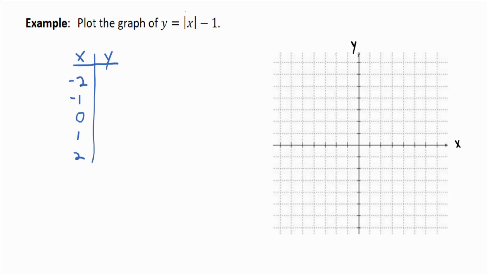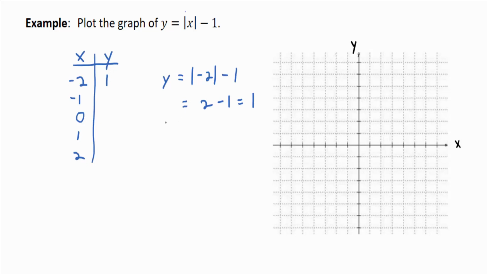So, okay, what happens if we plug in -2 for x? We get y equals the absolute value of -2 minus 1. Now, remember what absolute value symbols do. When you plug a number into absolute value symbols, you're just measuring how far that number is from 0, regardless of the sign of the number. So the absolute value of -2 is just +2. And so you get 2 minus 1, which is, of course, 1. So an input of -2 goes to an output of 1.